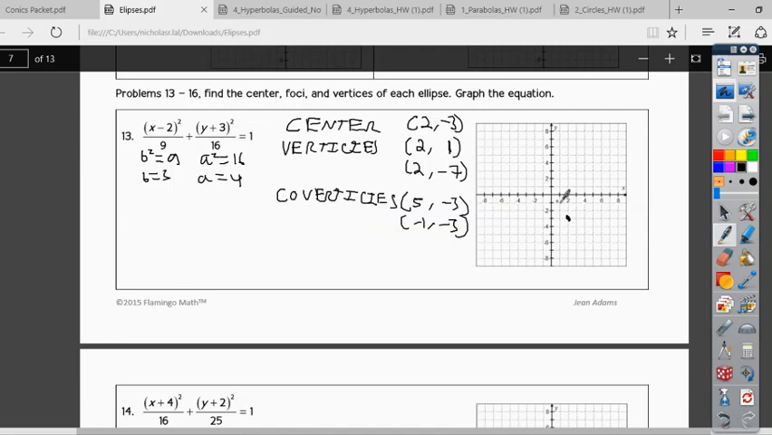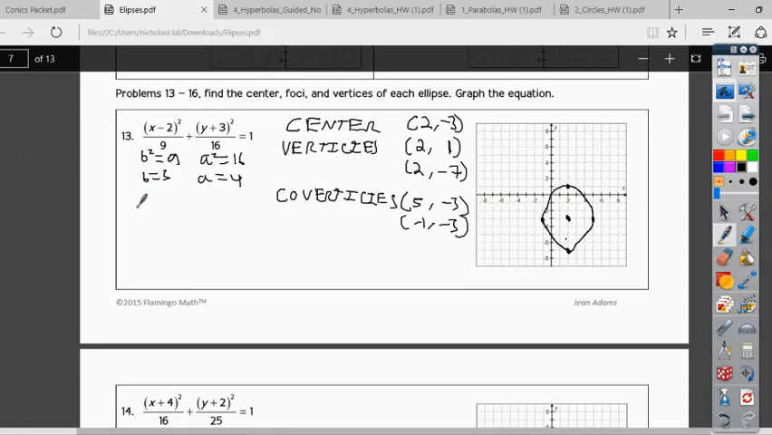So let's graph 2, 1, and 2, negative 7. We can also graph 5, negative 3, and negative 1, negative 3. Graph the ellipse. Alright, lastly, we need to find our foci. This is vertical, so we know that it's going on this vertical axis through the center.